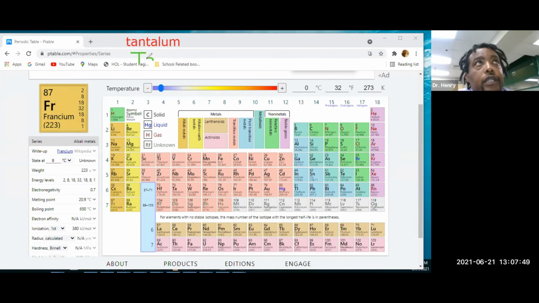Can you guys see the green? Or should I use a different color? Green's good? Yeah. That works.